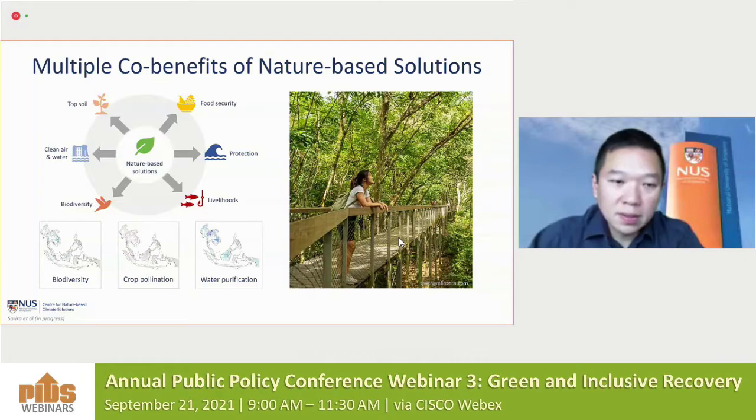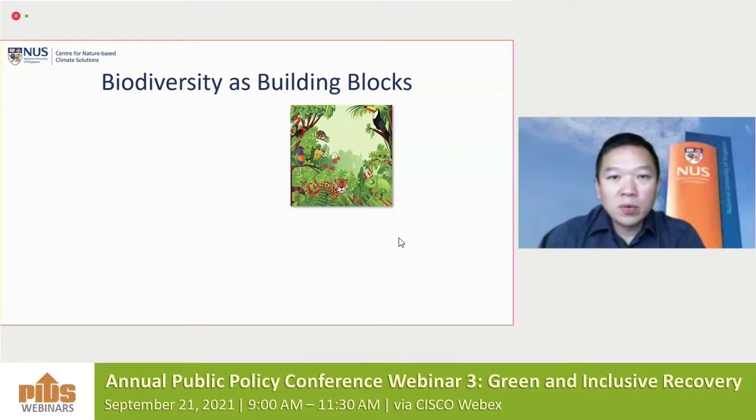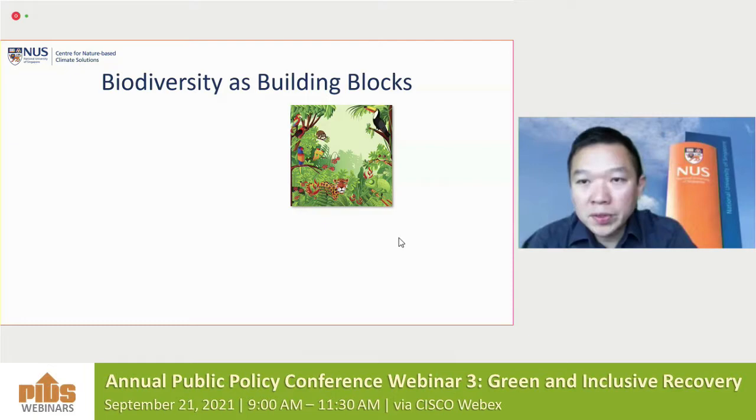Among the many co-benefits of nature-based solutions, biodiversity is particularly interesting because it is both a co-benefit and a building block of healthy ecosystems. When we invest in protecting a forest, we protect its biodiversity. Conversely, a high diversity of animals, plants, and microbes in a forest ensures that the forest continues to perform its ecosystem functions, not only to sustain itself, but also to deliver ecosystem services to humans, including, of course, the services of carbon sequestration and storage.